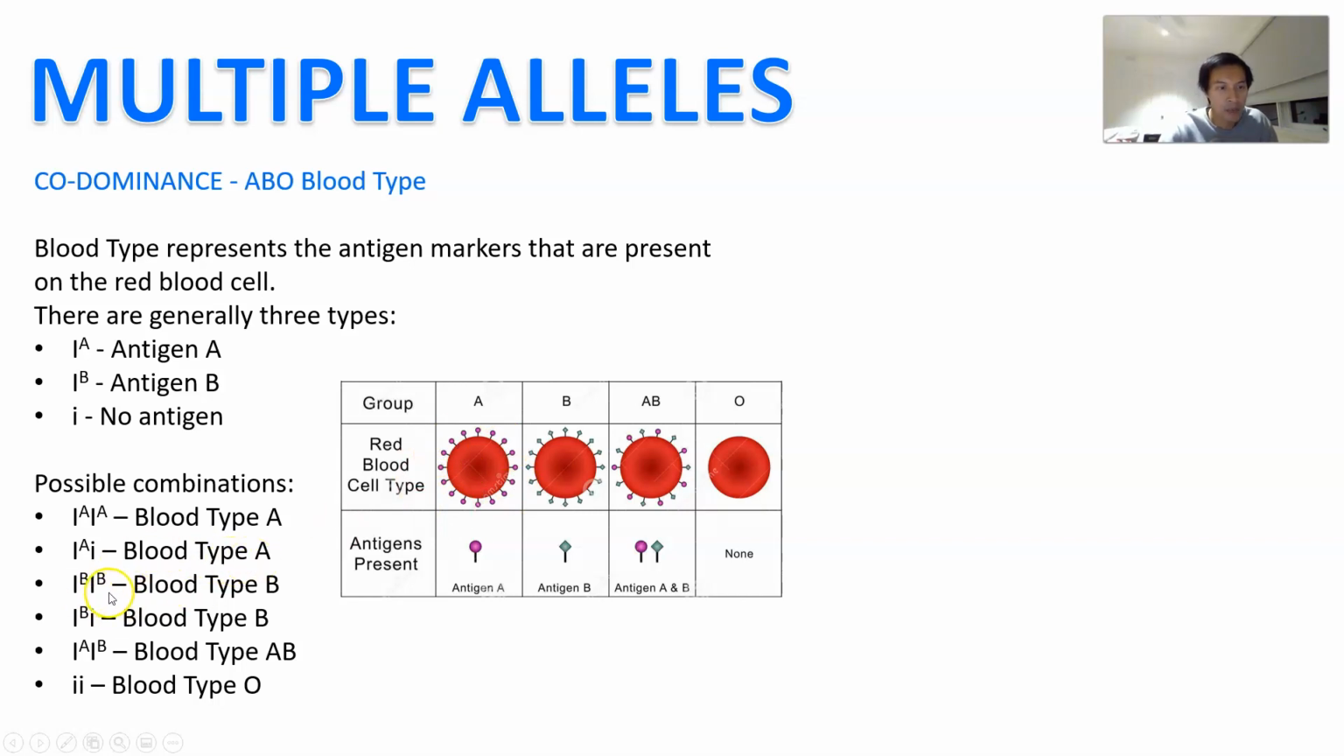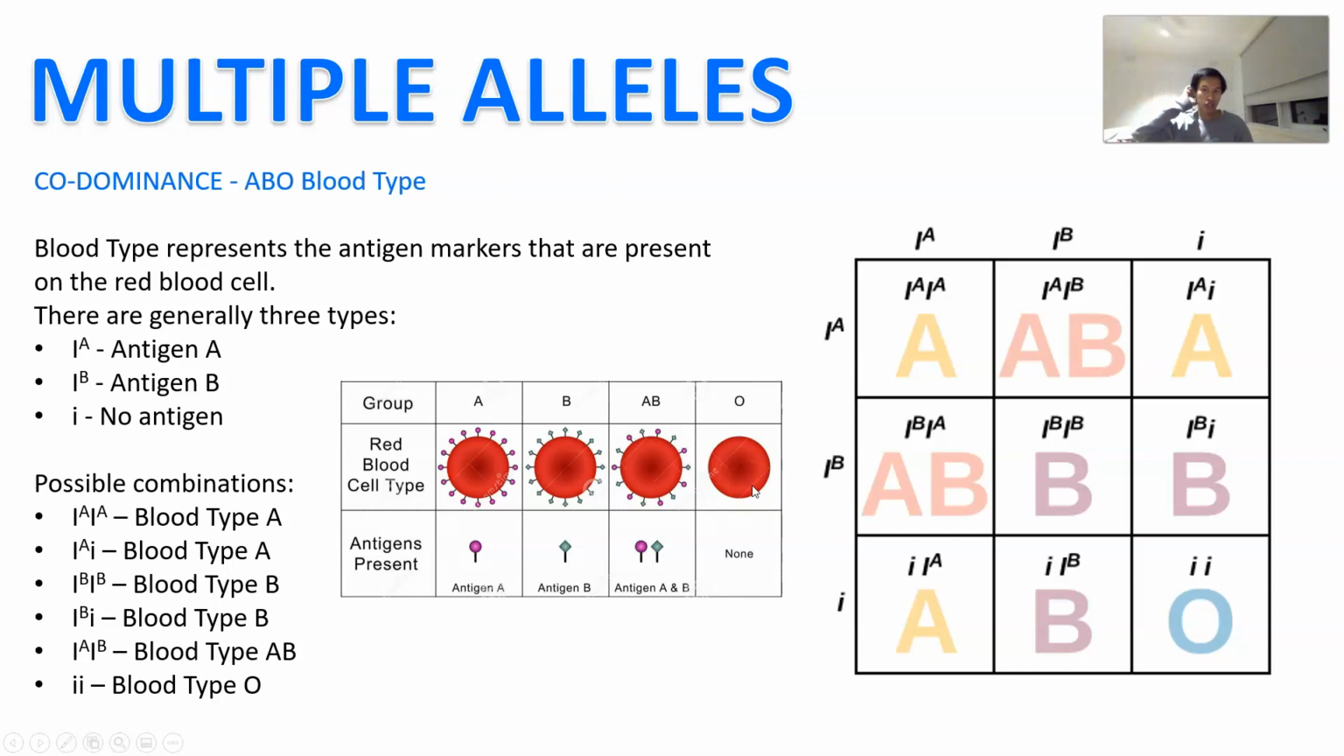If you have IB, you get blood type B. If you have IB with a lowercase i, you still have IB because diamonds and nothing give you diamonds. If you have IA, IB, you have both. You have squares and diamonds as your antigens, right? However, if you have 2 lowercase i, you have blood type O, which means you have absolutely nothing, right? Because nothing and nothing gives you nothing, right?